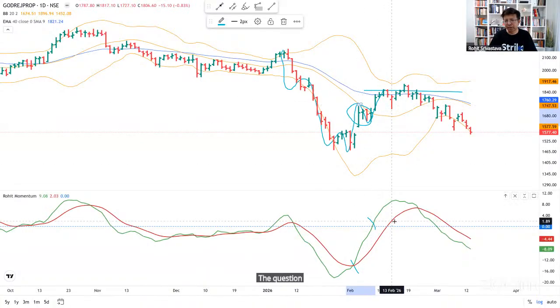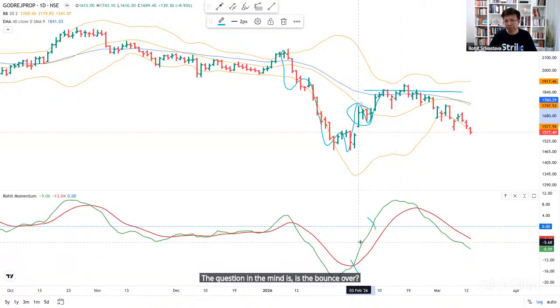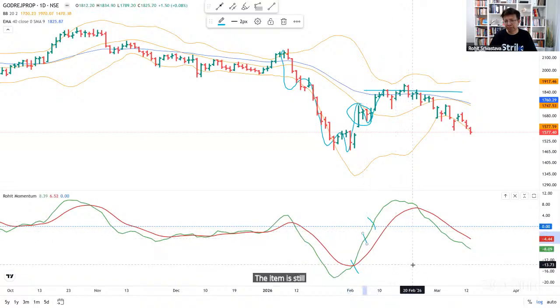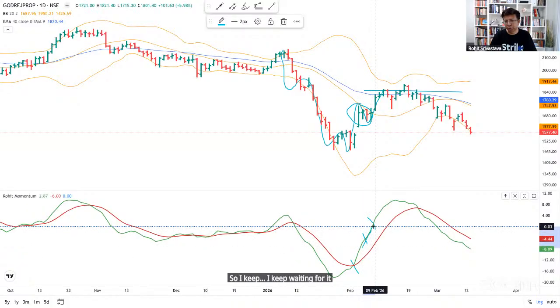the question in the mind is, is the bounce over? The RMI is still here. So I say that till it has not gone above zero, I'm not going to sell it again. I keep waiting for it to go up.